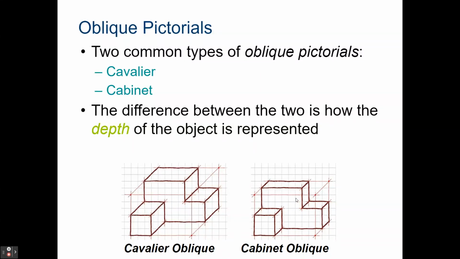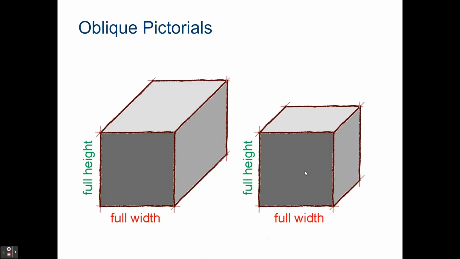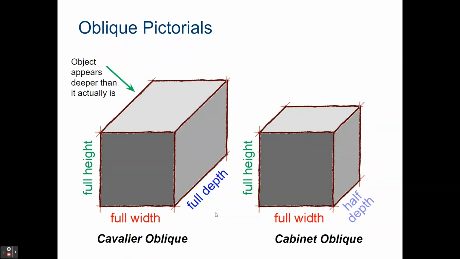drawn at half depth. I try to remember the difference between the 2 by saying, you know, the cabinets in my kitchen aren't deep enough. I can't fit enough things in them. And so because of that, it must be drawn at half depth. All right, here's just another example showing full height, full width, but we have some differences here in depth. And they say that the oblique cavalier actually appears deeper than it does in real life. And then the cabinet oblique is more realistic because the depth part is not as distorted.